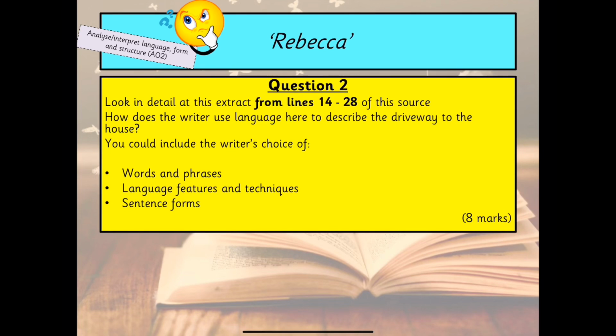So question 2 asks you to look in detail at this extract from lines 14 to 28 of the source. How does the writer use language here to describe the driveway to the house? You could include the writer's choice of words and phrases, language features and techniques, and sentence forms, and that is all worth 8 marks. The bits I'm just highlighting in the question here are going to be the same for every question 2. It will always give you some suggestions as to what to look for. And really, when it says you could include, it's not really optional, it's kind of telling you this is what you need to write about.